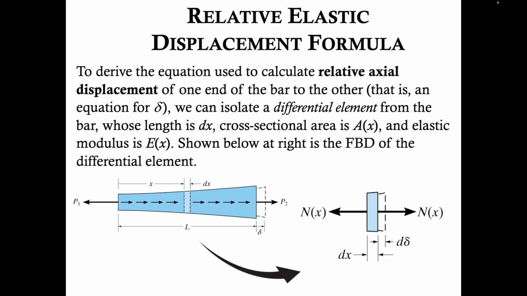To derive the equation used to calculate relative axial displacement of one end of the bar to the other, that is, an equation for delta, axial displacement, we can isolate a differential element from the bar whose length is dx, cross-sectional area is A of x, and elastic modulus is E of x. So remember, we're keeping things very general. The cross-sectional area could vary as a function of x, the length along the bar. The elastic modulus could also vary, so E could be a function of x.